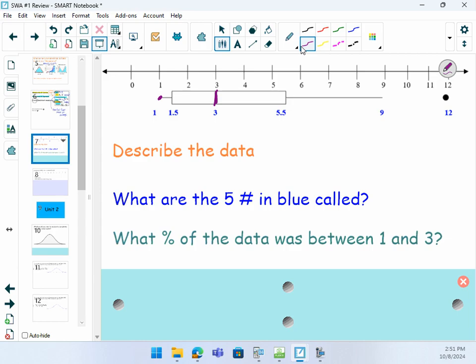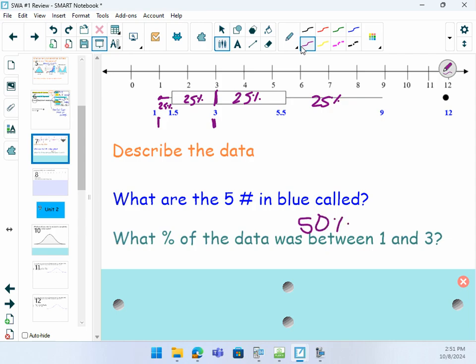Okay, so this section has 25% of the data. This section has 25% of the data. This section has 25% of the data. And this section over here has 25% of the data. Now the question is, what percent of the data are between 1 and 3? Well, that would be 50% of our data.